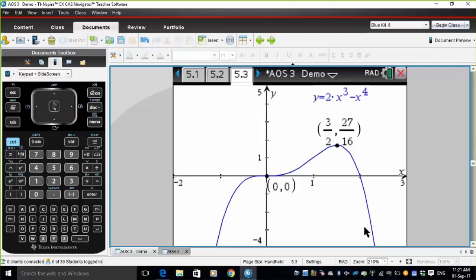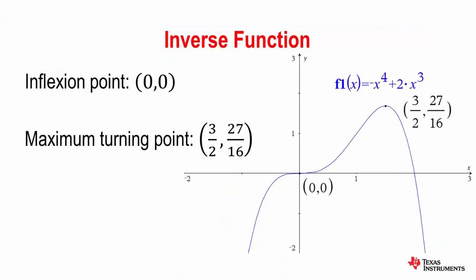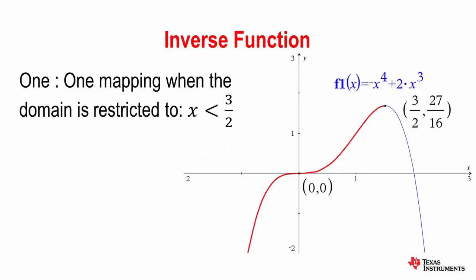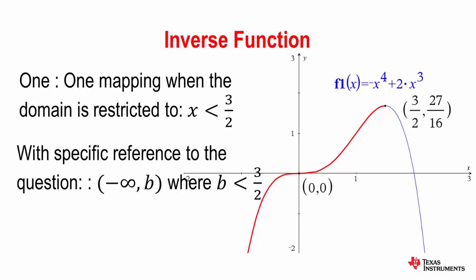So if we want to restrict the domain such that it has a 1, 1 function, then we will have to restrict it so that x is smaller than 3 on 2, the value of that x turning point. So, in summary, the graph has an inflection point at x equals 0, the origin, a maximum turning point at 3 on 2, 27 on 16. The function is a 1, 1 function when its domain is restricted to negative infinity to b, where b is smaller than 3 on 2.